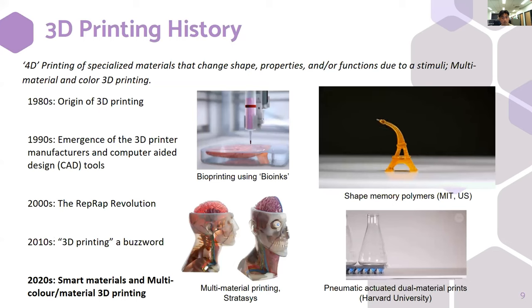And now moving forward to the 2020s, here we have researchers putting emphasis towards smarter, multi-material, and color 3D printing. Here we can observe development of bio-inks for bio-printing, which promotes efficient cell growth and functionality for tissue engineering applications. We have smart materials, for example, shape memory polymers that respond to change in temperature. We have dual material printing using rigid and flexible material for pneumatic actuated devices. And lastly, we have the advanced multicolor printing systems. This printing system enables fabrication of patient-specific anatomical models with a selection of over 500,000 colors.